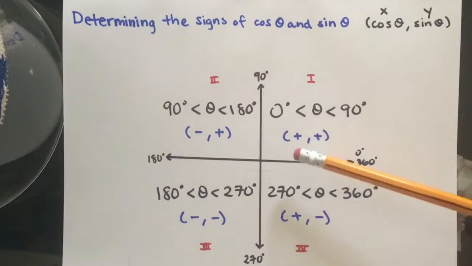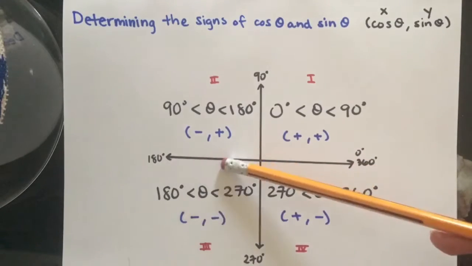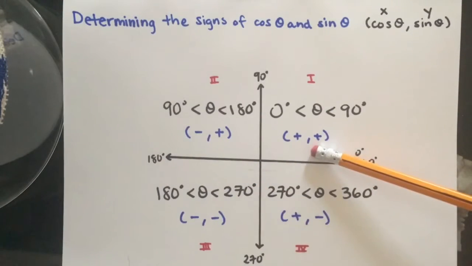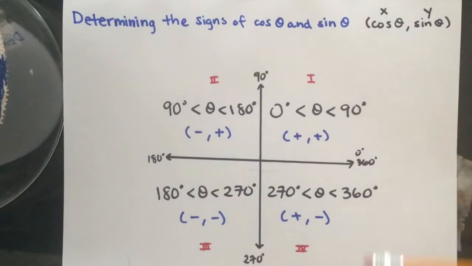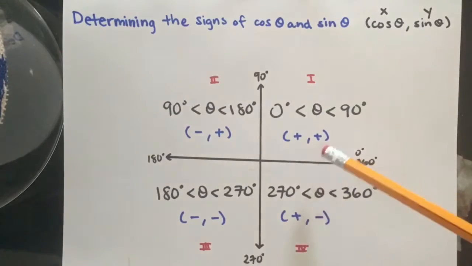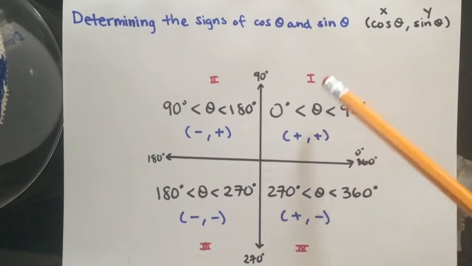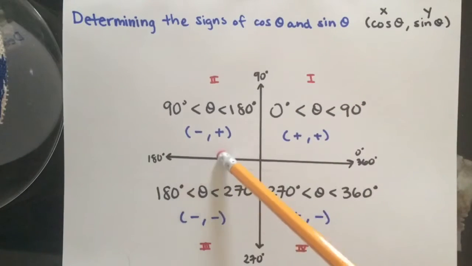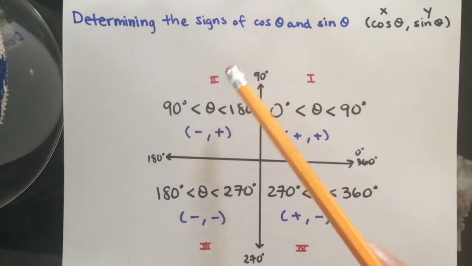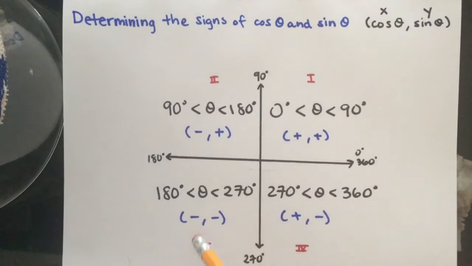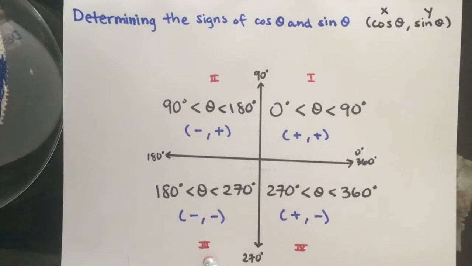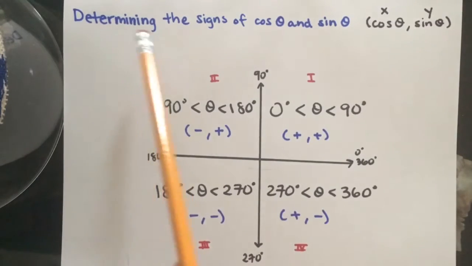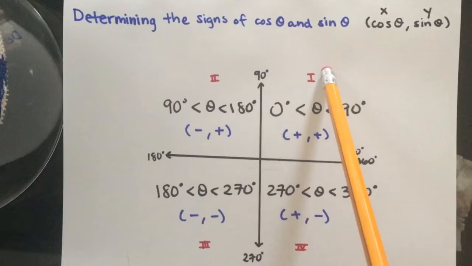Now if you can't remember if it's positive or negative in your coordinate pair, just sing this to yourself. Two positives in the first quadrant, negative, positive in the second quadrant, two negatives in the third quadrant, and positive and negative in the fourth quadrant. And that's all there is to determining the signs of cosine theta and sine theta.